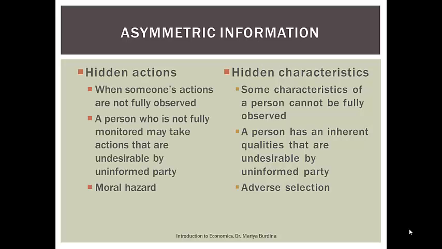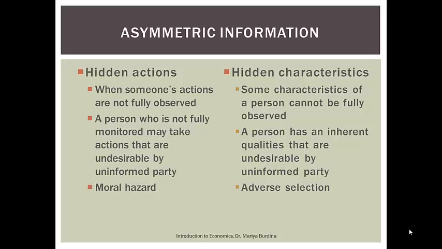So when it comes to asymmetric information, we can divide this hidden information into two different things. First, we can talk about hidden actions, and we can talk about hidden characteristics. Hidden actions is when someone's actions are not fully observed. Whatever you do, it's not possible for the other party to see what you're doing. So a person who's not fully monitored may take actions that are undesirable by the uninformed party. In this case, we create a situation that we call moral hazard.